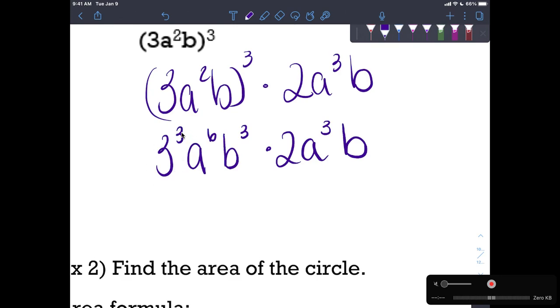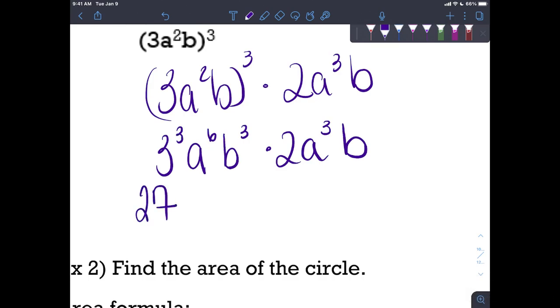First, I'm going to deal with the numbers. So I see here this is 3 to the power of 3. That is, take 3 3's and multiply them together. 3 times 3 is 9, times 3 is 27. I still need to multiply that by 2. And now I'm done with all of my coefficients.